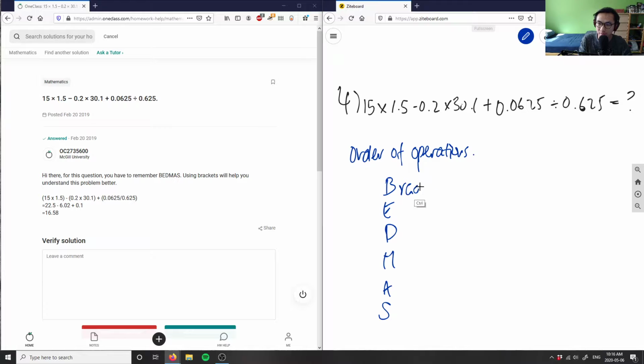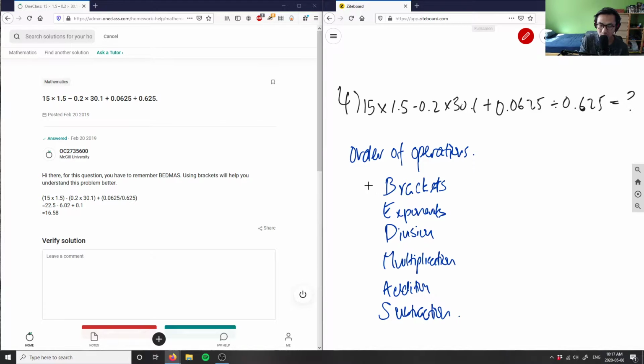So let me write this down. It's brackets first, and then exponents, and then division and multiplication are in the same category. Finally, addition and subtraction are also in the same category. If you look at our problem here, we don't have any brackets, nor any exponents. So we're going to do division and multiplication first.